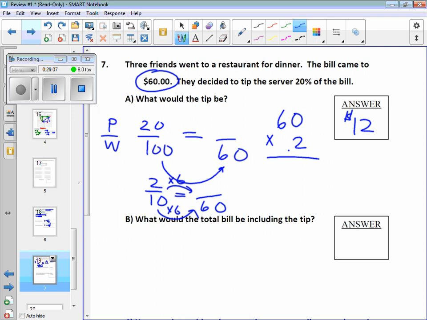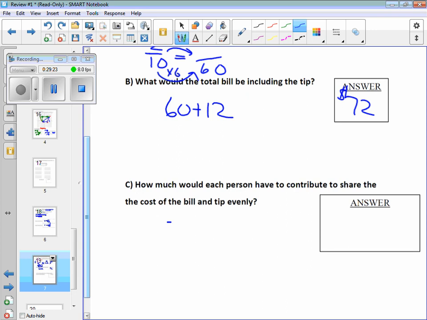Okay, real quick. Now once we have this number, because this is the key, the total is then 60 plus 12, $72 here. And then if you have to figure out what each person's paying, I have to divide 72 by how much? Three people. And if you do everything correct, you get $24 each.